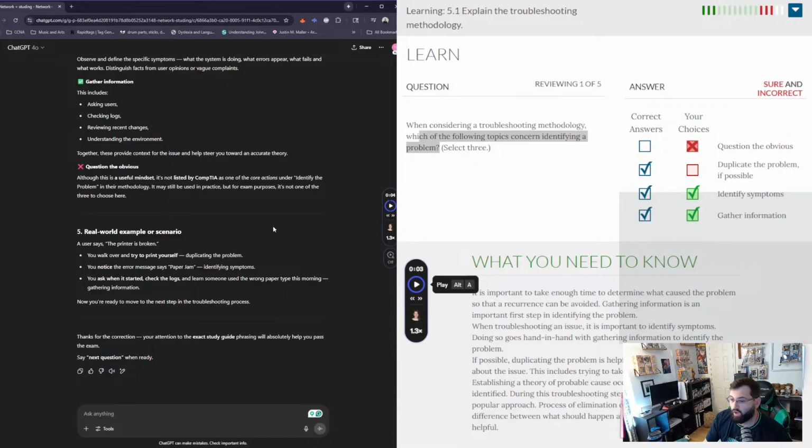Okay, and then questioning the obvious would be like, is it plugged in? Does it have paper? You know? But I think I might understand why that's not a part of the thing, because if I walk over and I duplicate the problem, it's going to answer those obvious questions. If I walk over to the printer and I can't print myself and I see the error message of no paper, or I can't even hit the on button, it's very obvious.